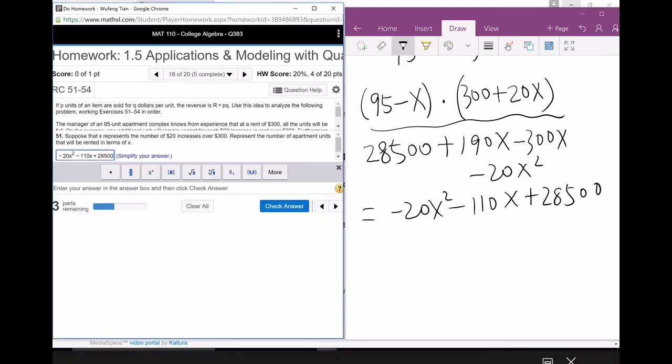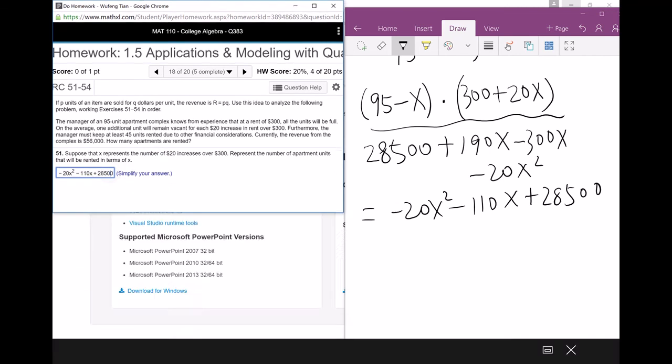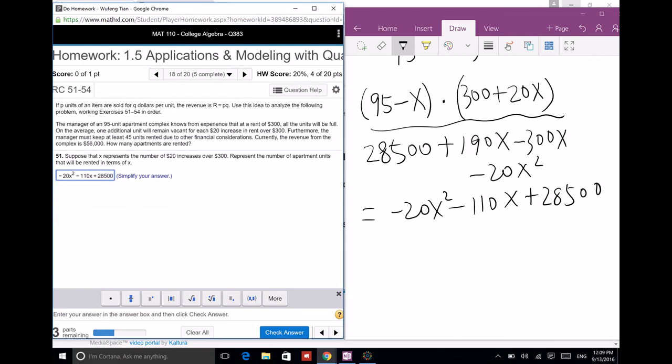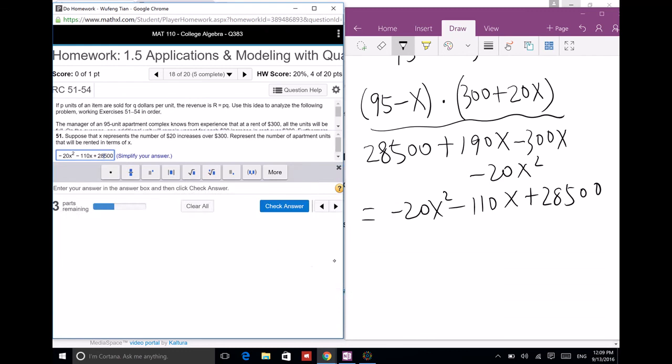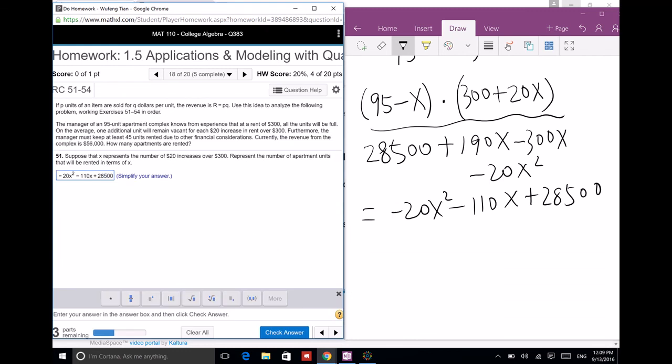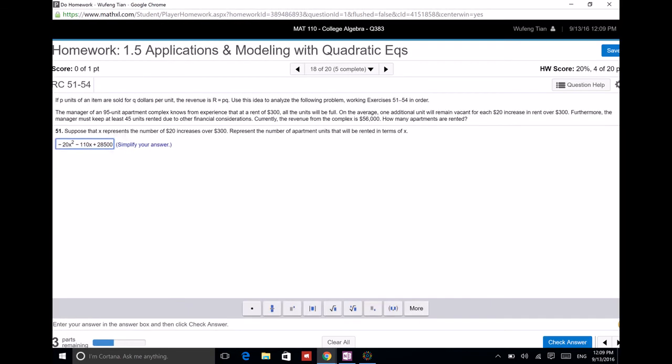How to get rid of that? How is it like that?